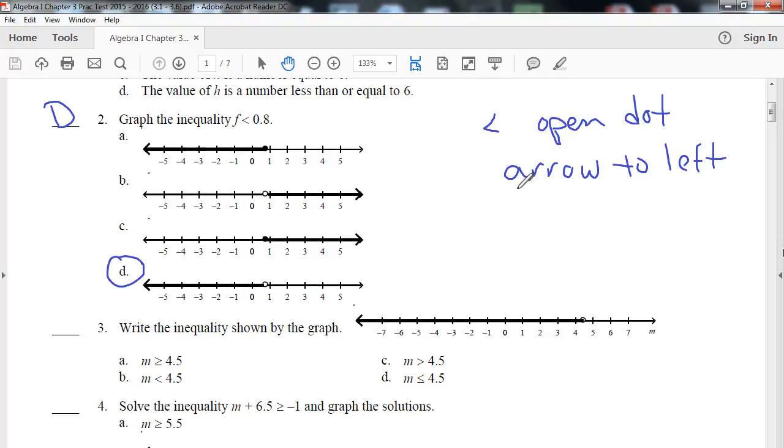Number 3, write the inequality shown by the graph. Looks like our endpoint here is 4.5 and our variable is m. So we just have to decide what sign to put in here. Since our arrow is to the left, we just discussed that would be a less than symbol. And since this is an open dot, it's non-inclusive, we will not have the or equal to line underneath the less than symbol. That would be option B.